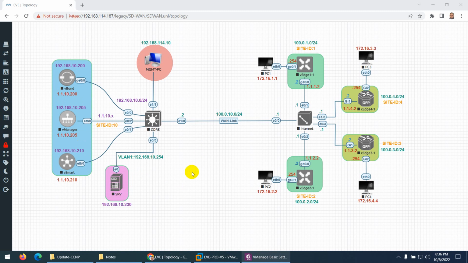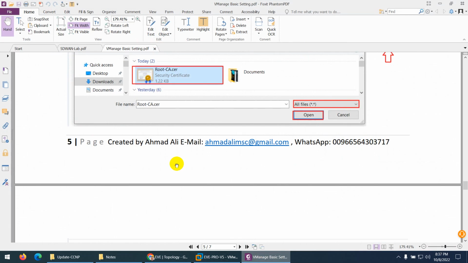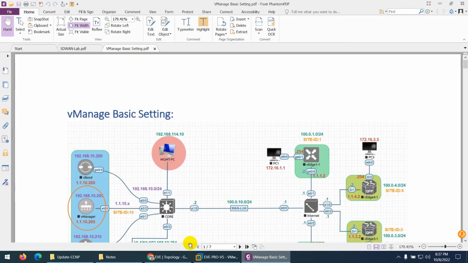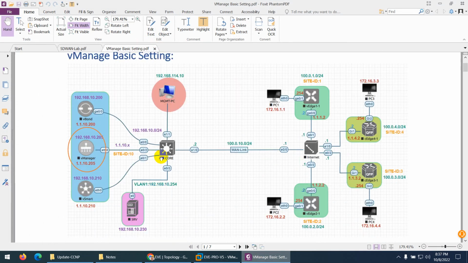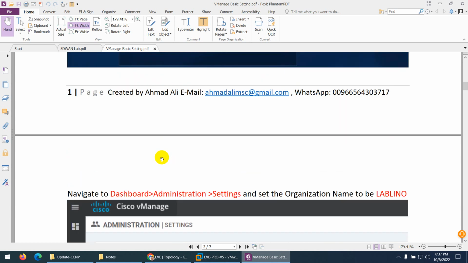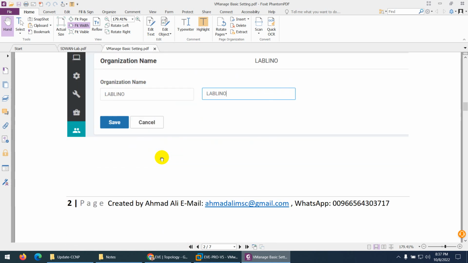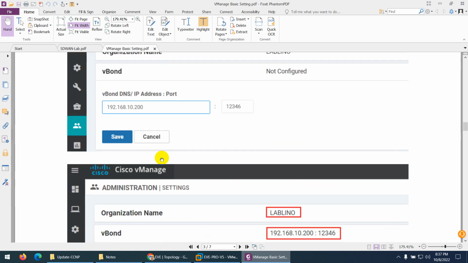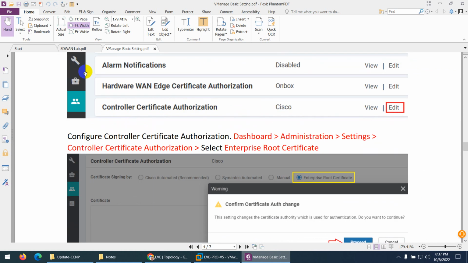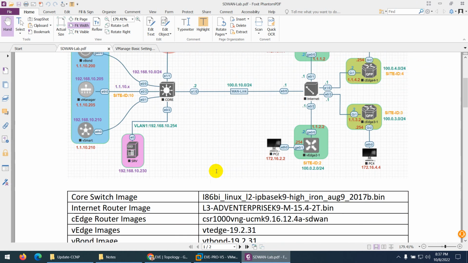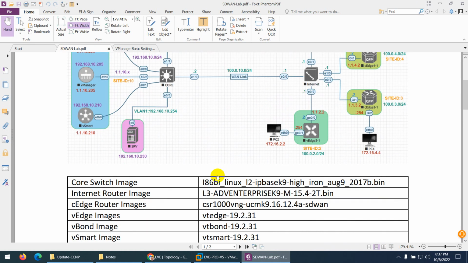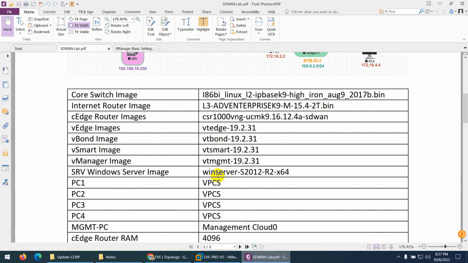configuration and other stuff. By the way, you will get a step by step lab workbook, such as vManager basic settings. So this is the step by step workbook, how to go there and how to configure the basic stuff. Similarly, this is the lab setup detail. So this is our lab for this 5 day bootcamp.